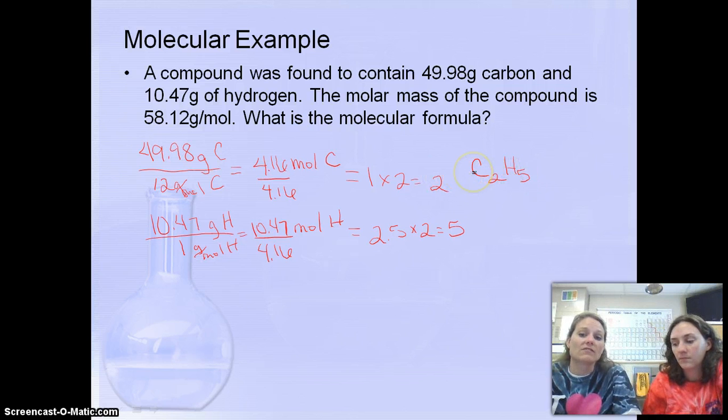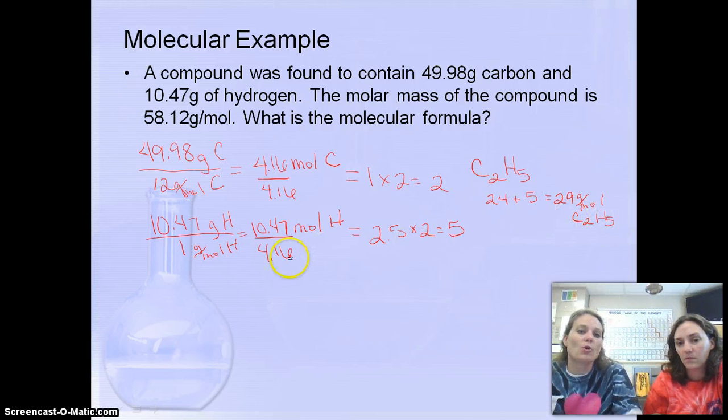But with the molecular, we have to add up the molar mass of C2H5. So you have 2 carbons, and each carbon's worth 12. That gives us 24 plus 5, because each hydrogen's worth 1, and you have 5 of them. So we get 29 gram per mole is the molar mass of our empirical. We have to compare that to the molar mass that they gave us in the problem. So we take the bigger number, which should be the one in the problem, 58.12, divided by the molar mass you just added up from the empirical. So 58.12 divided by 29, and you're going to get a 2.